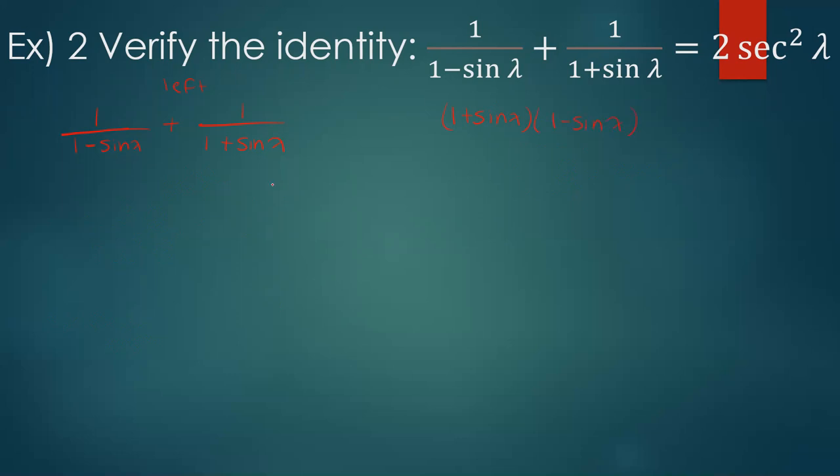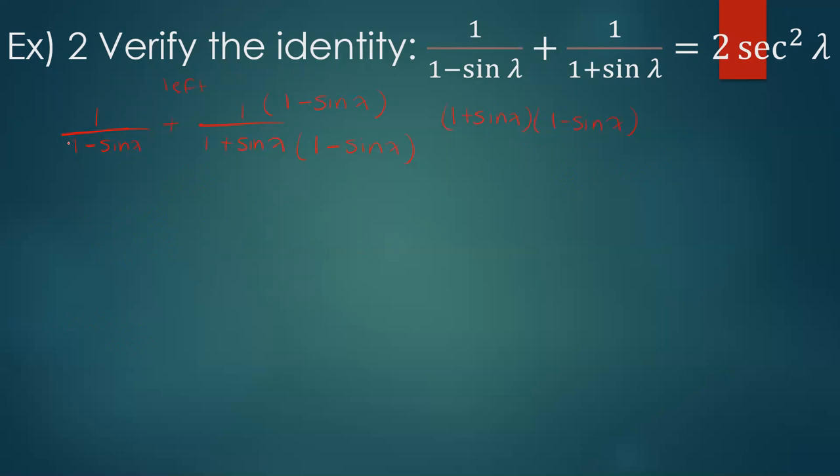So that's what we're going to do. Over here, for 1 plus sine alpha, what do we have to multiply top and bottom by? We have to multiply top and bottom by 1 minus sine of alpha. So do that here, 1 minus sine of alpha.